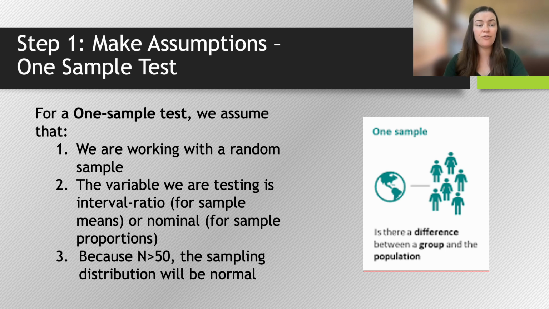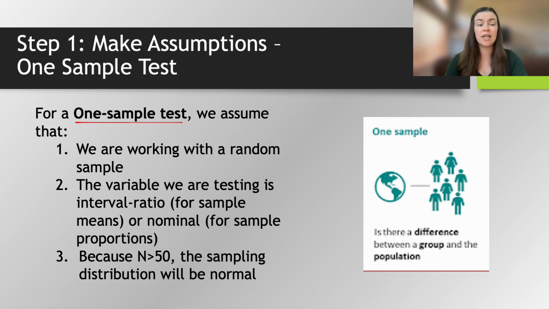So with that in mind, for a 1-sample test, the first thing we need to do is make our assumptions. These are going to be specific to a 1-sample test, so this is going to look different when we discuss 2-sample hypothesis testing in the next lecture video. But for right now, there are 3 key assumptions that we need to make in order to proceed to the subsequent steps of our 5-step model.